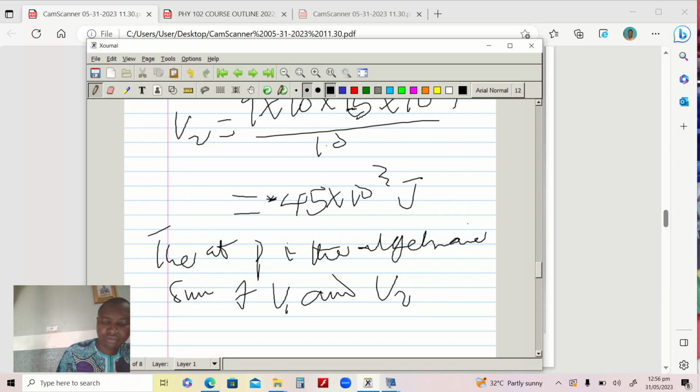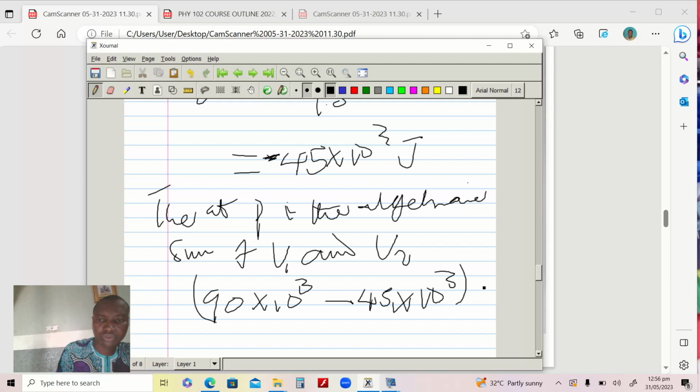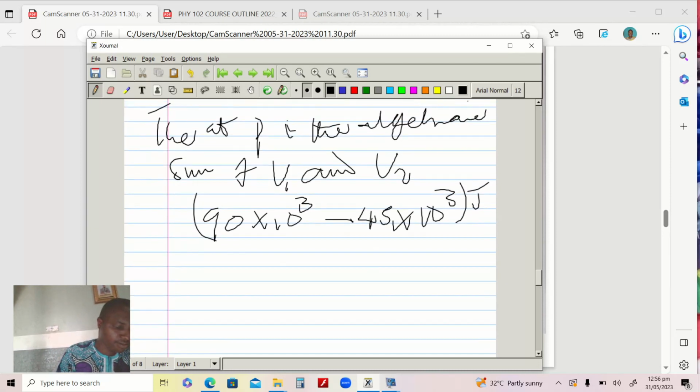So when we have the two together, it will be 990 times 10 raised to power 3. Because we are adding, and this one is carrying minus before, we just add that minus with it, minus 45 times 10 raised to power 3. So everything is in joule. So definitely the answer we have is going to be 45 times 10 raised to power 3. That's the answer we have.